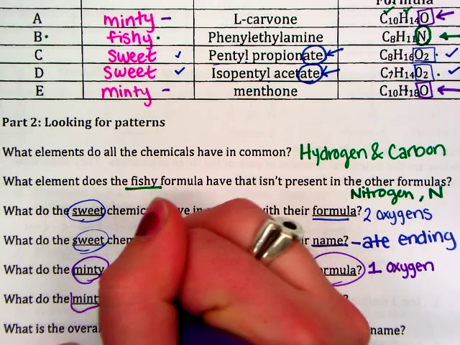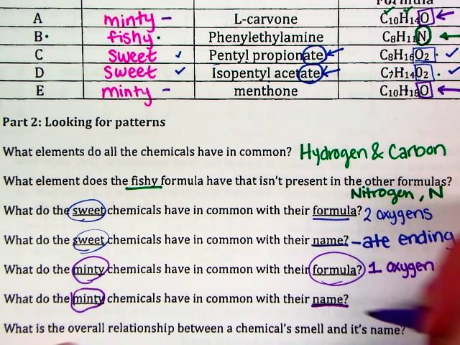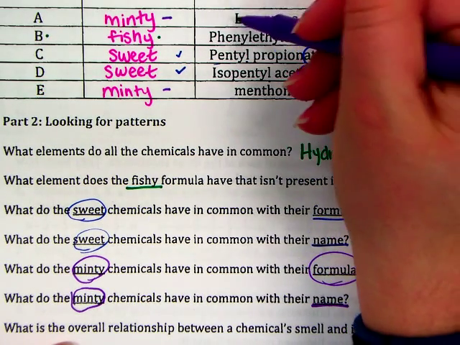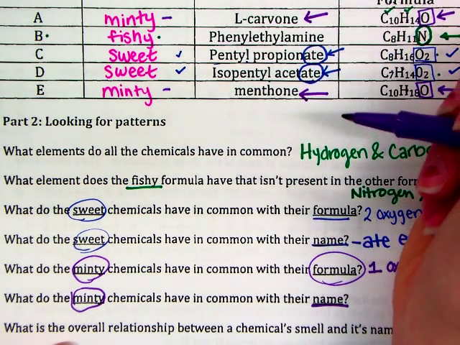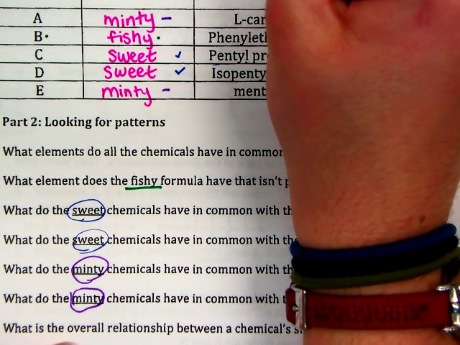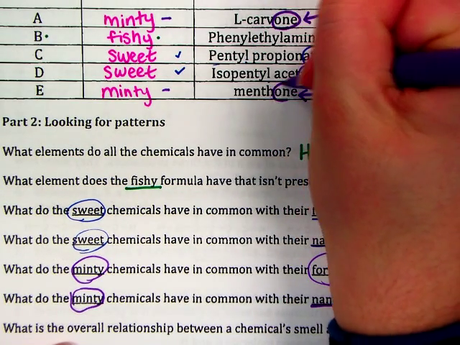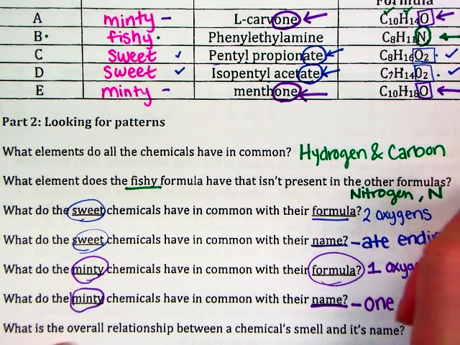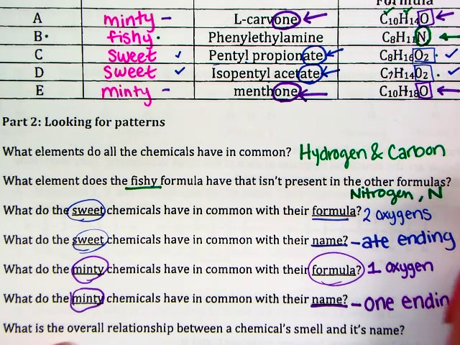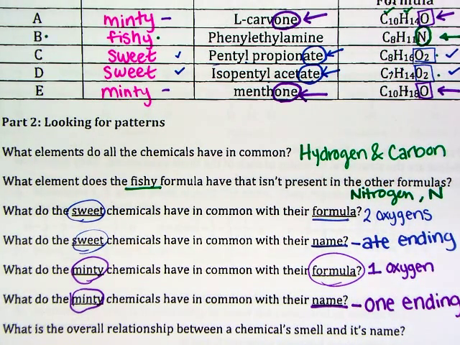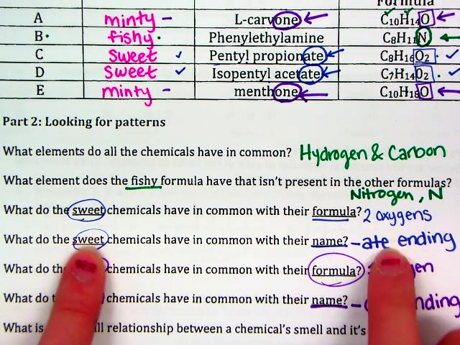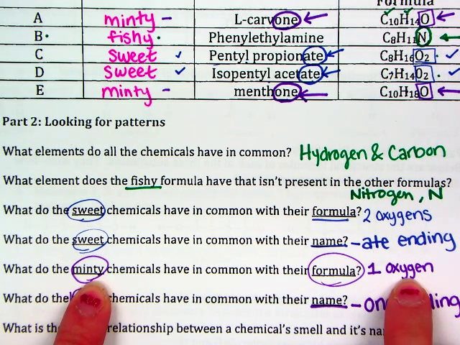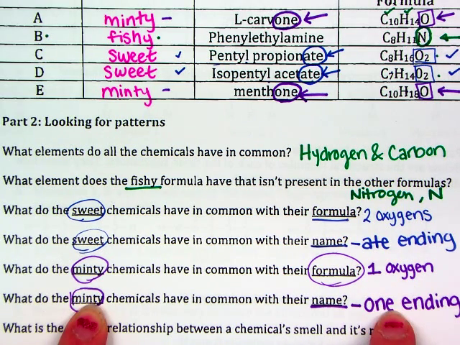And then looking at what the minty chemicals have in common with their names. L-carvone and menthone. They both have a different ending compared to the sweet-smelling chemicals. Our minty-smelling chemicals both end in O-N-E. That's pronounced own. Looks like one, but it's pronounced own. So sweet-smelling chemicals have 2 oxygens and their names end in ate, while minty chemicals have 1 oxygen and their names end in own.